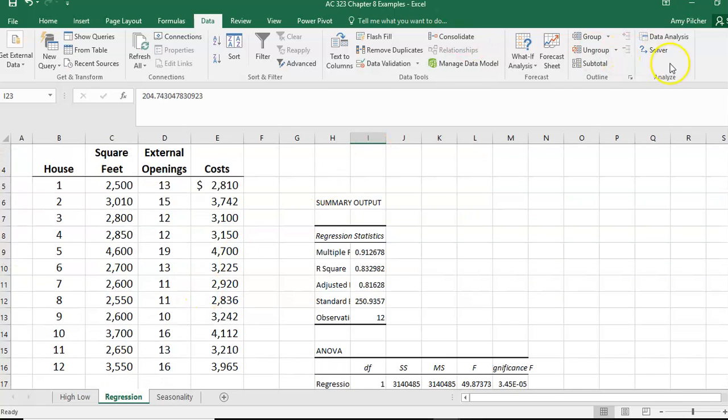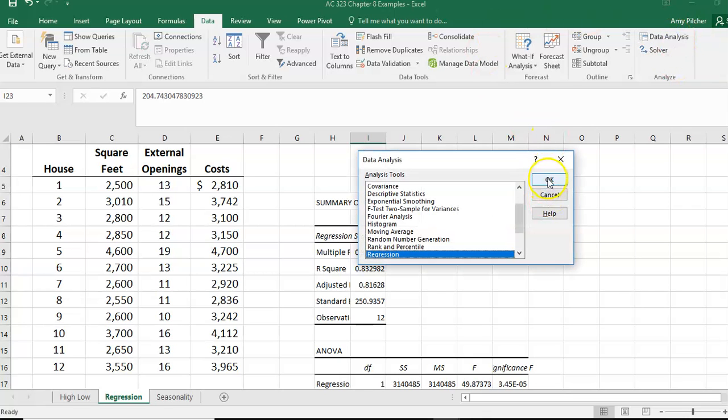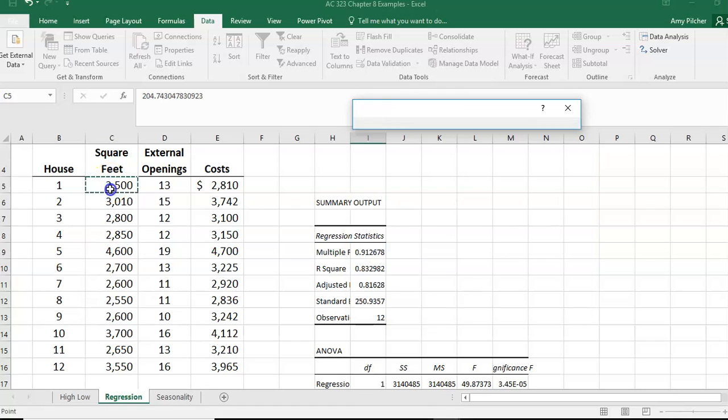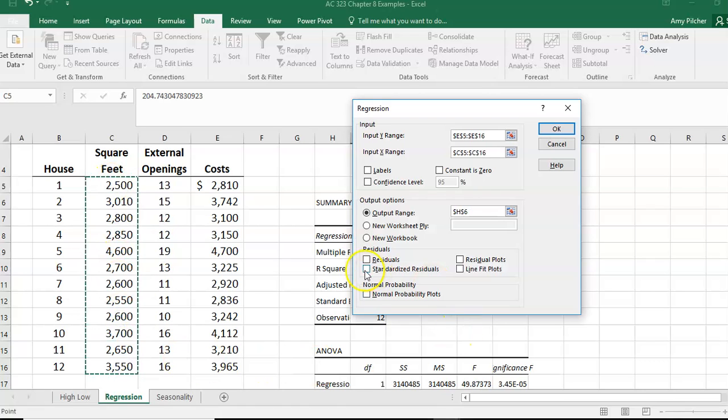We can also look at that for the square feet opening. So we'll have the same Y range of total costs, but now we want square feet to be our X. Our output range, we're going to put it over here so we can look at them side by side.